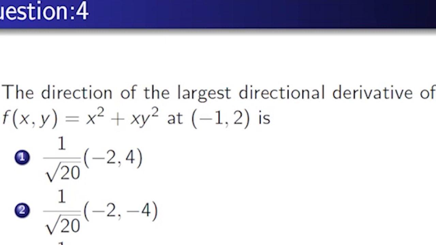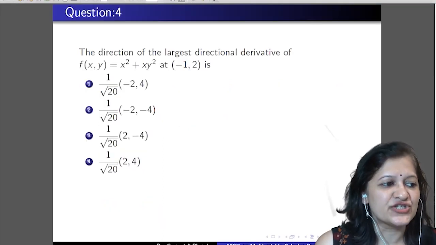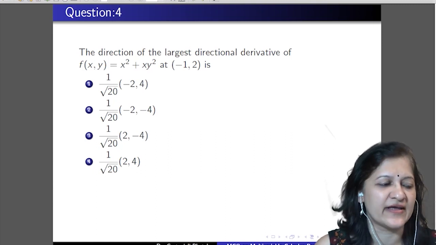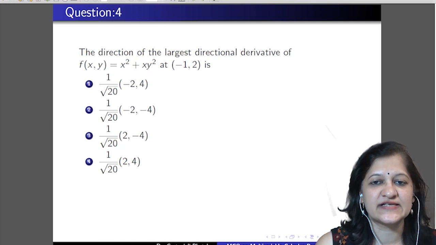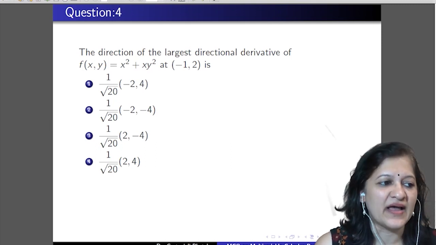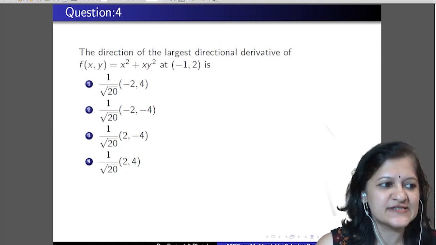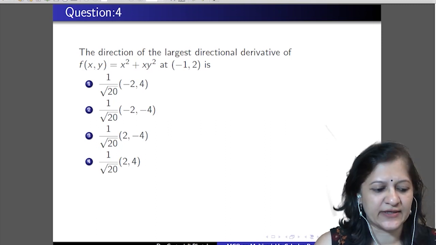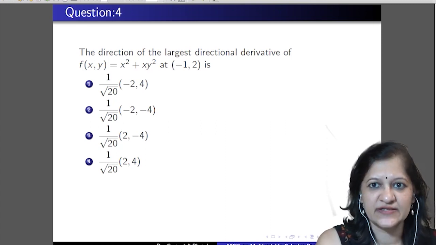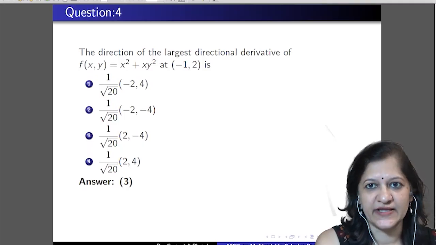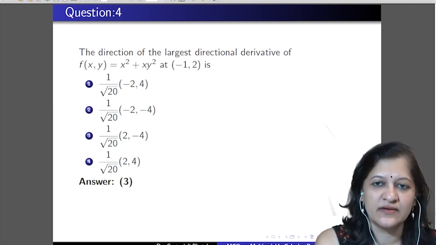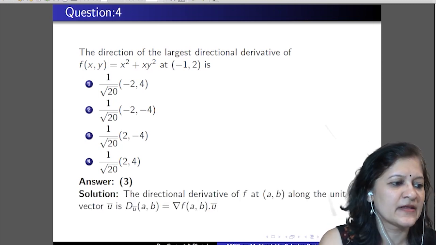Next question is about the directional derivative of a function. The direction of the largest directional derivative of the function f(x,y) equal to x square plus x y square at the point (-1, 2) is, we have to choose the correct option. First you try this problem. The answer is 3. Now how do we get this answer? Let us discuss the solution.